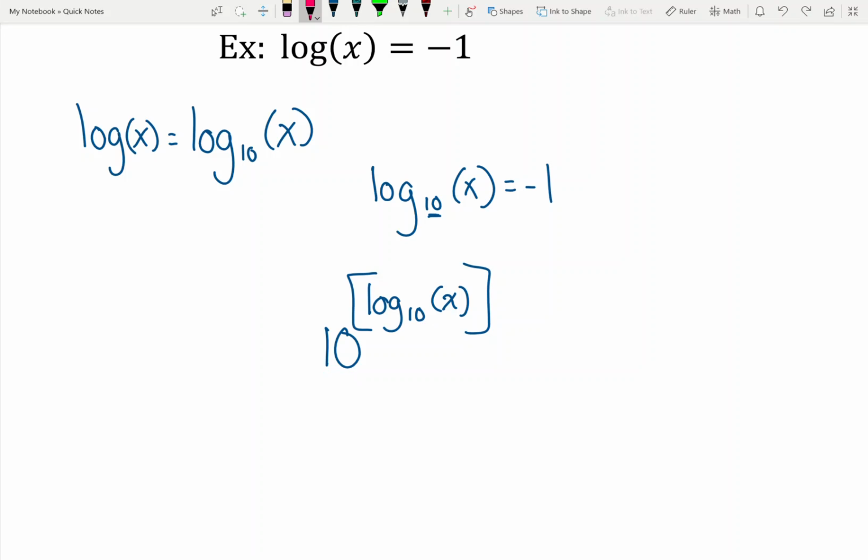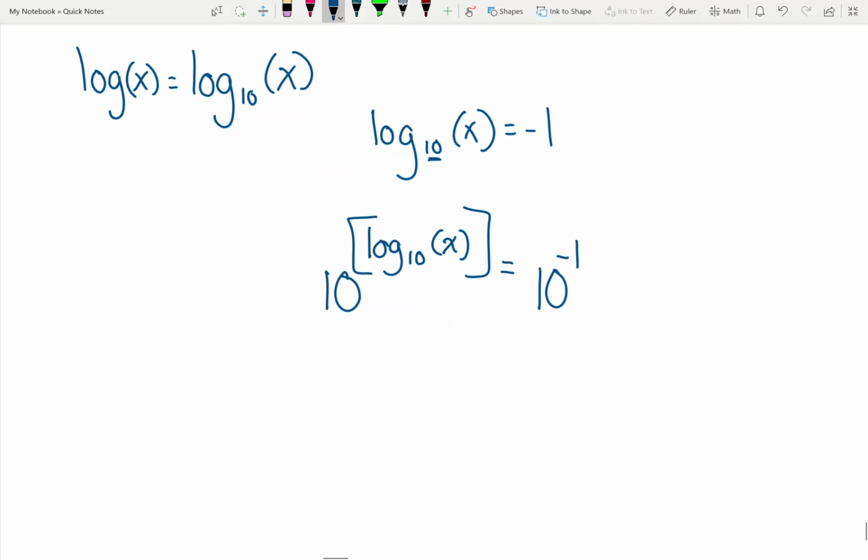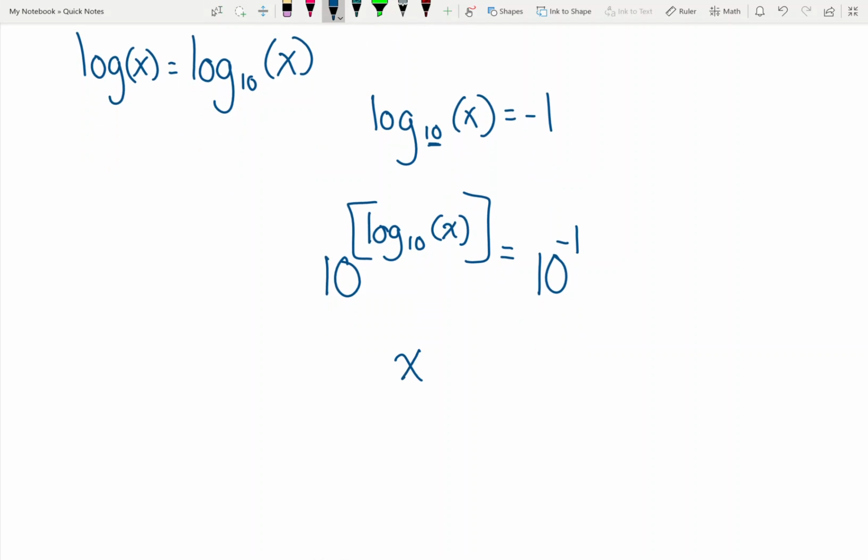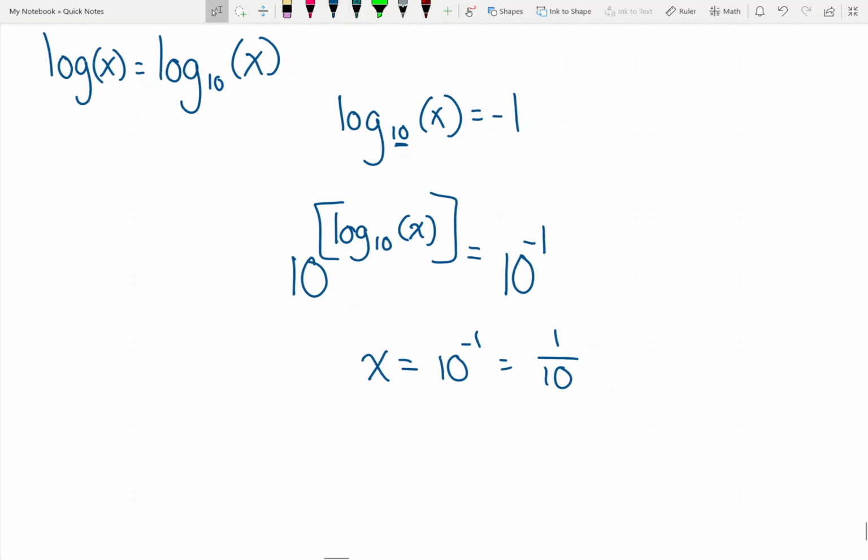Okay, so whatever I do to the left side, I gotta do to the right side. So I have 10 raised to the minus 1. The left hand simplifies to x, and the right hand just simplifies to 10 to the minus 1, which is equal to 1 over 10. All right, I think you guys are getting this. All right, fine, let's just do one last one.